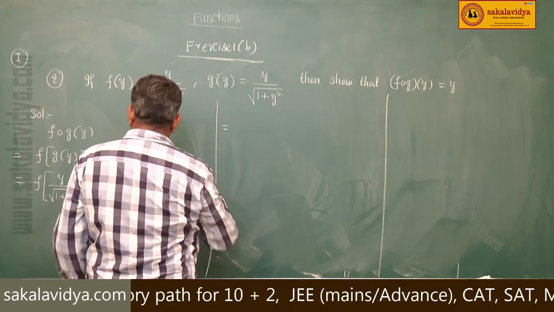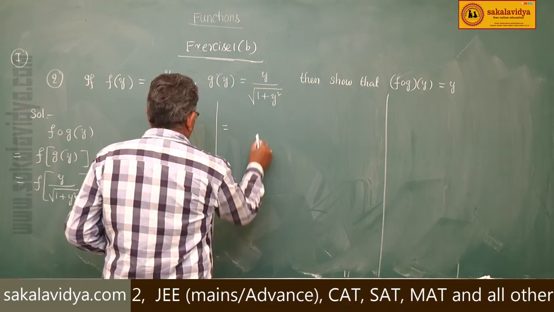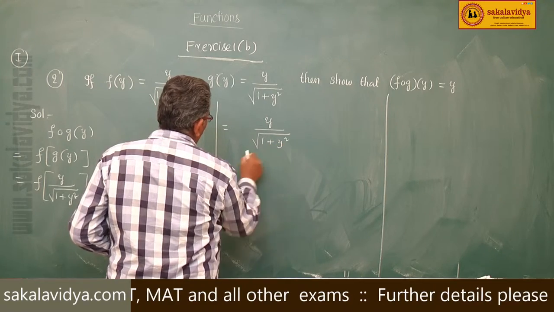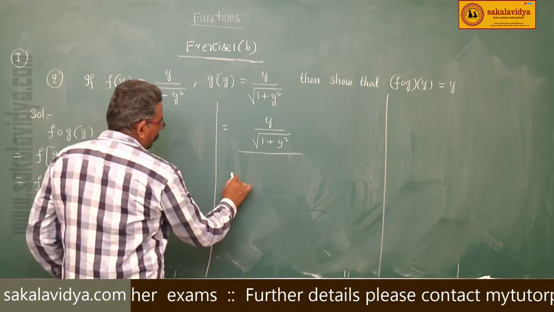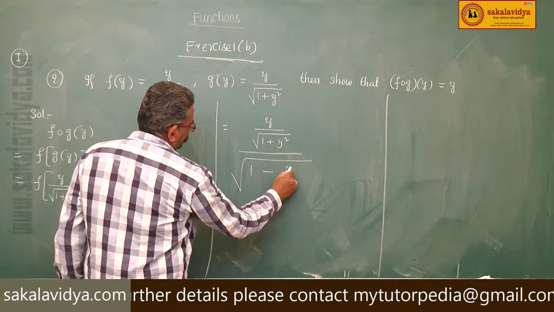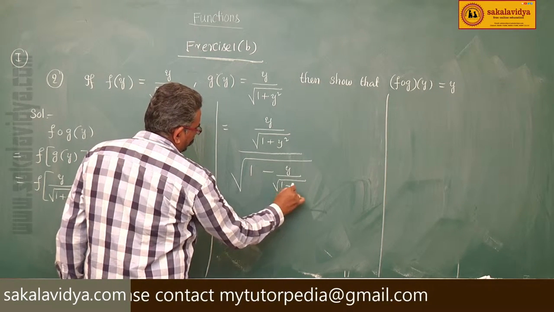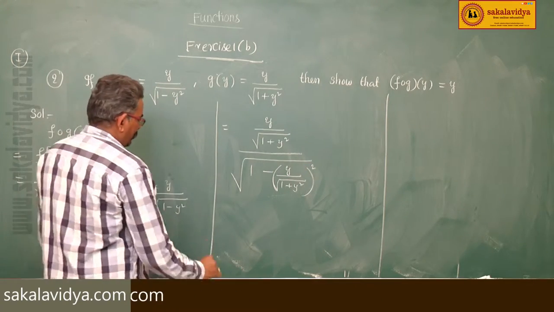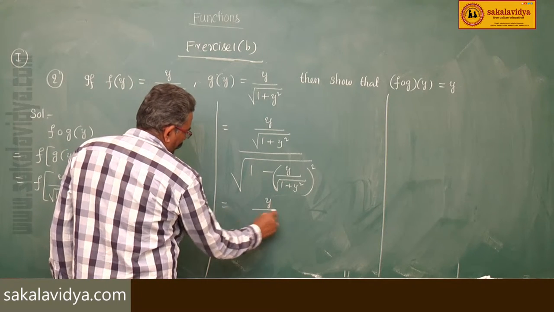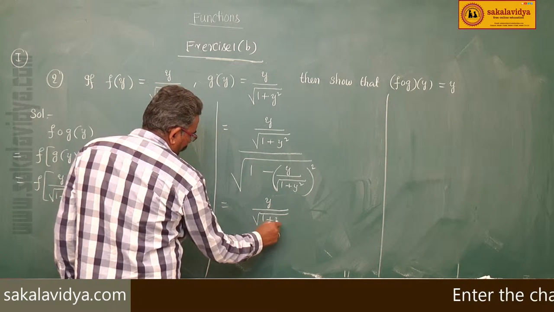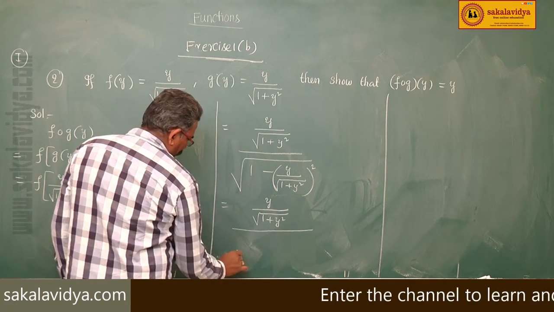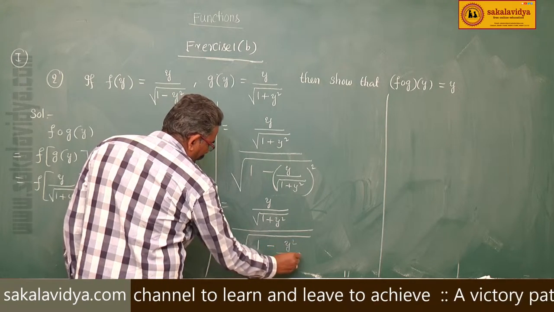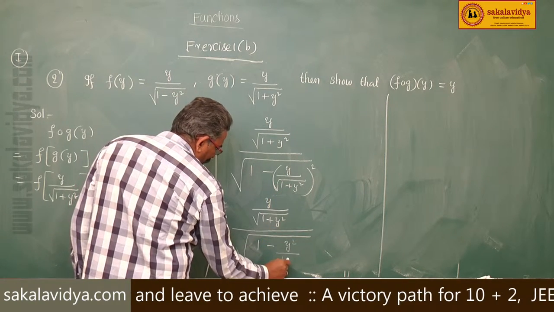So, this is equal to y by root of 1 plus y square, divided by root of 1 minus (y by root of 1 plus y square) whole square, which is y by root of 1 plus y square by root of 1 minus y square by 1 plus y square.